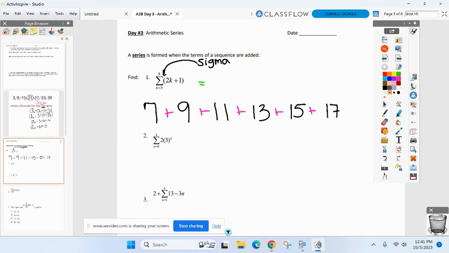And we add them up. Ends up being 72. We're all good. Okay, so that's what the sigma says, and that's what a series is: when I add up terms in a sequence. One doesn't make us great. We're ready to move on? All right, next one.